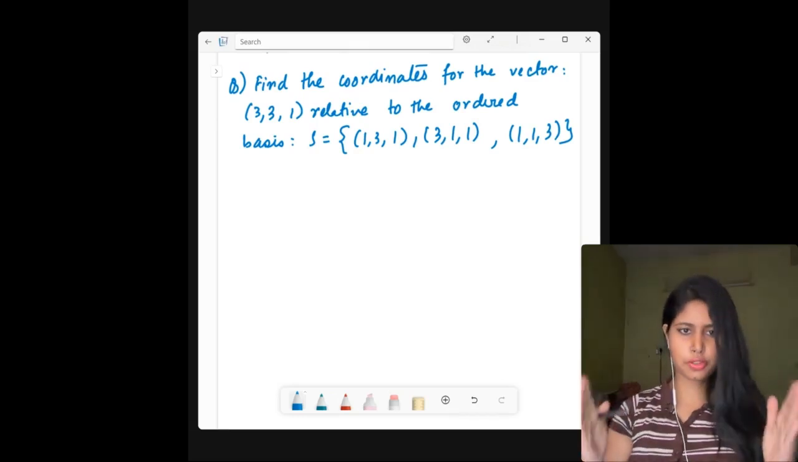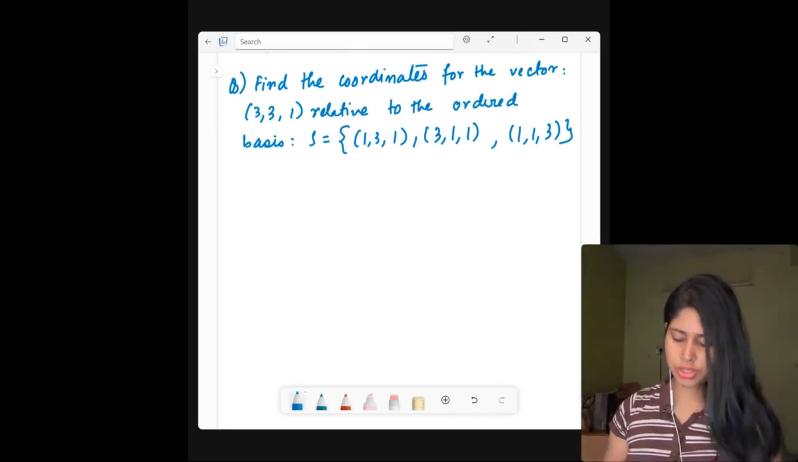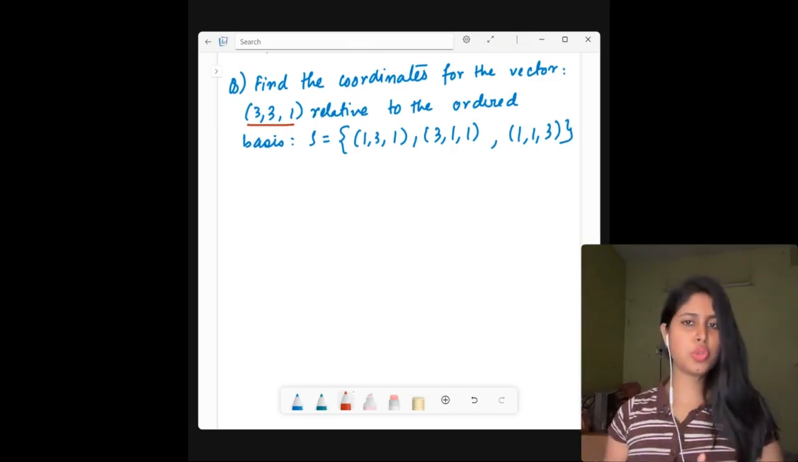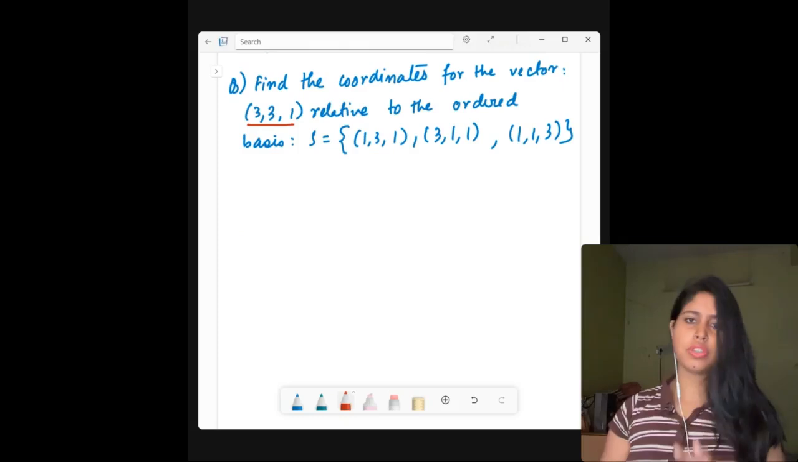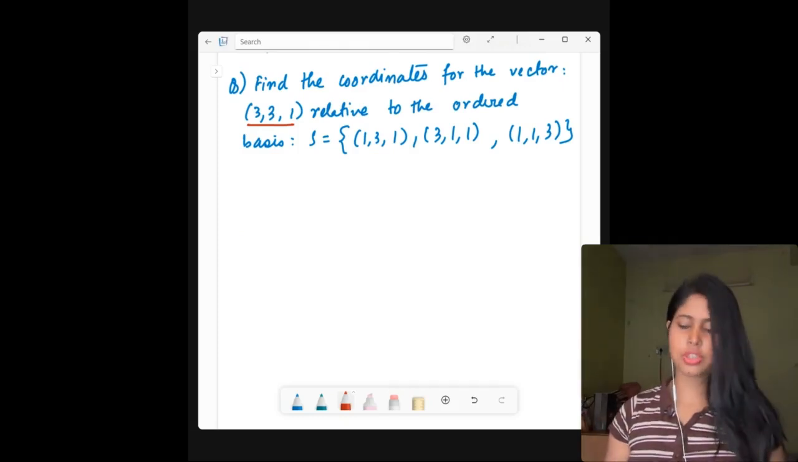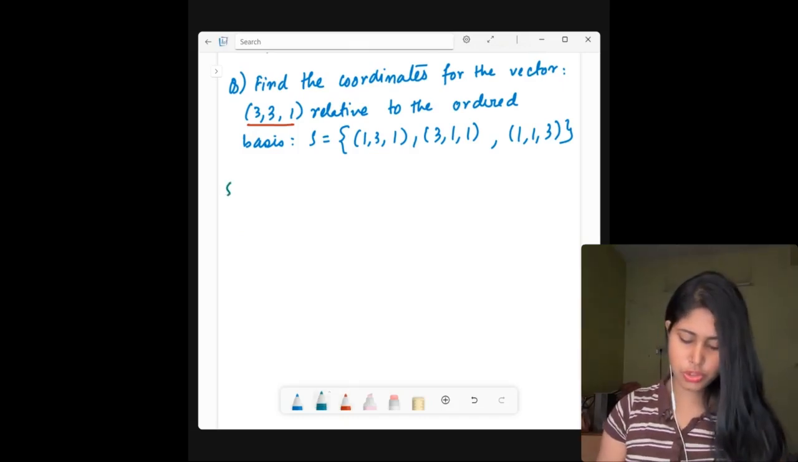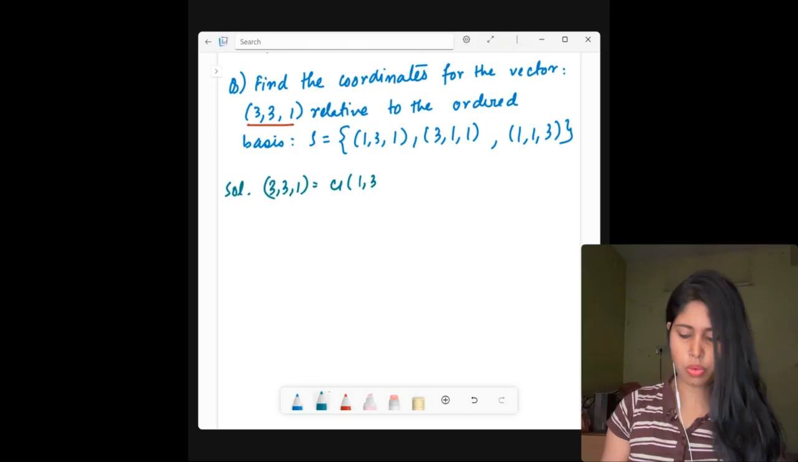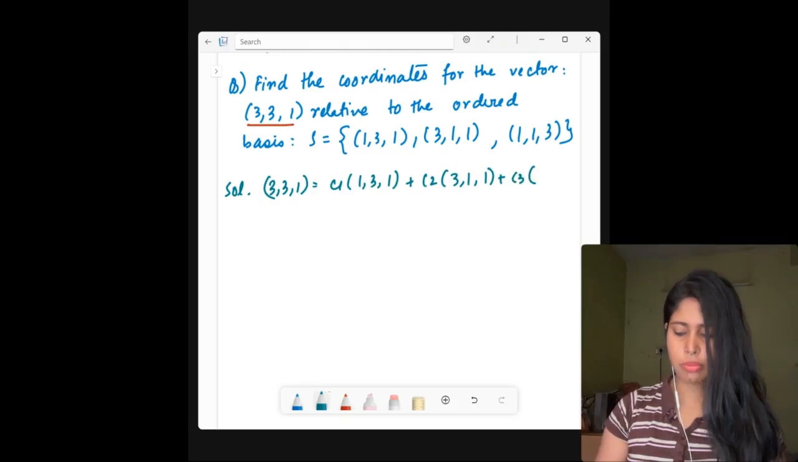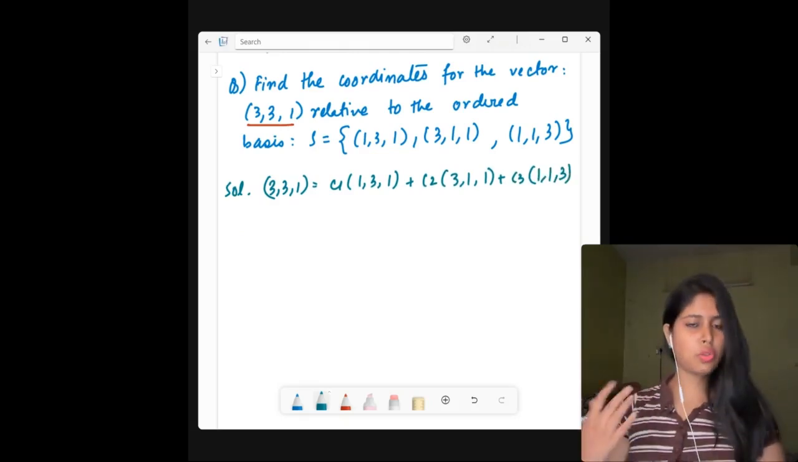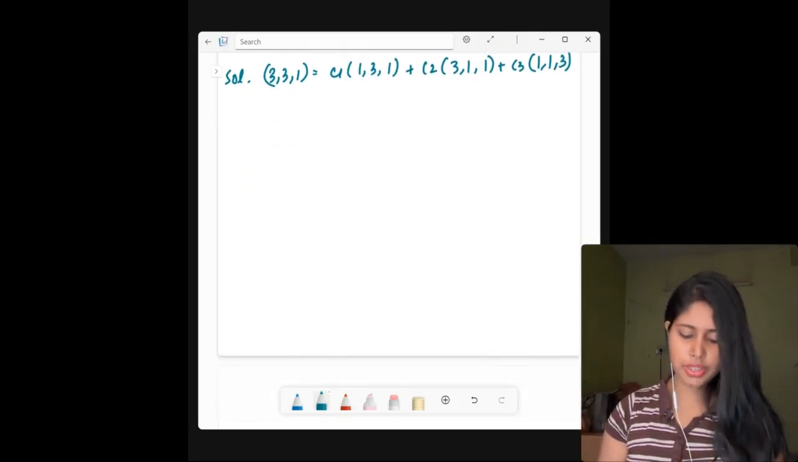For this question, again we will set up the first rule. Here 3 3 1 will be equal to C1 alpha 1 plus C2 alpha 2 plus C3 alpha 3, and we will find C1, C2, and C3, which are the coordinates asked in the question, right? So let us do that. The solution: 3 3 1 is equal to C1 times 1 comma 3 comma 1, plus C2 times 3 comma 1 comma 1, plus C3 times 1 comma 1 comma 3. And from here we are going to get three equations, right? So what are the three equations? That is C1 plus 3C2 plus C3 is equal to 3.